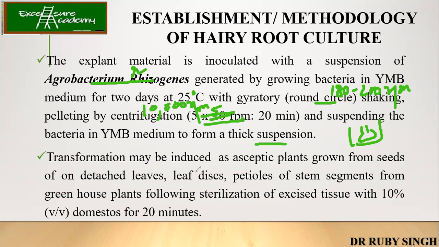Now, transformation may be induced in aseptic plants grown from seeds, or on detached leaves, petioles or stem segments from greenhouse plants, following sterilization of the excised tissue with 10% Domestos for 20 minutes. You can use other sterilization methods also, like calcium hypochlorite or sodium hypochlorite. So now we have the thick Agrobacterium rhizogenes suspension, and second, the sterilized explant which we are going to use as a host for the infection.